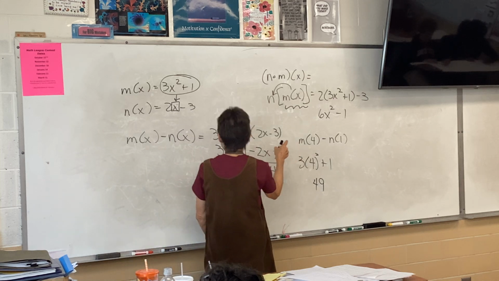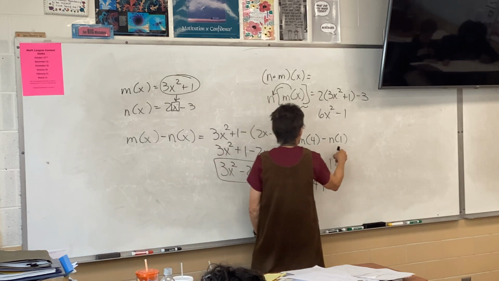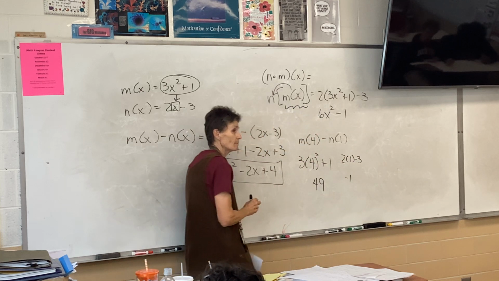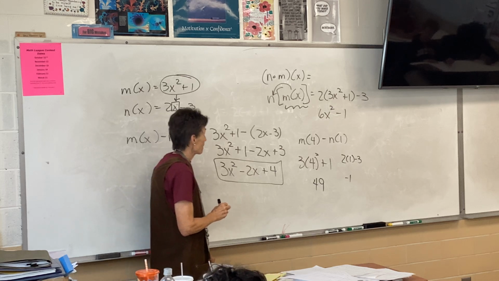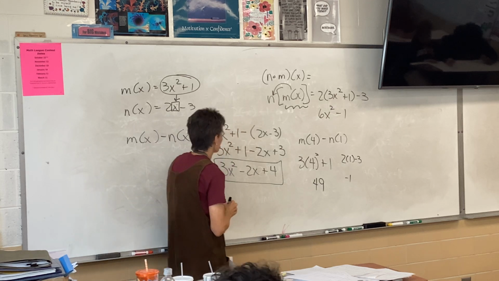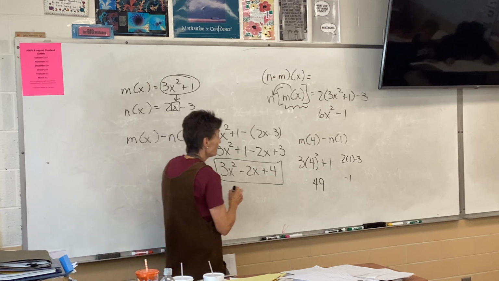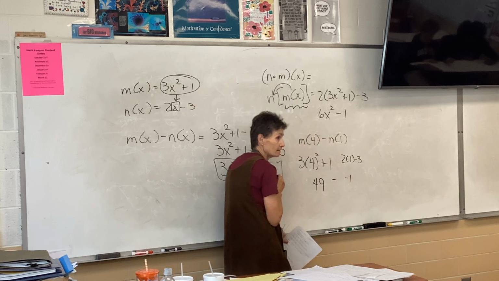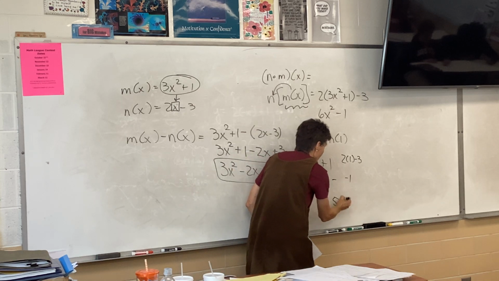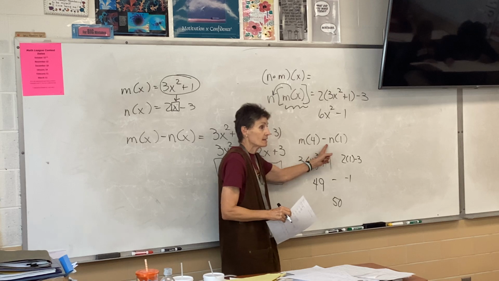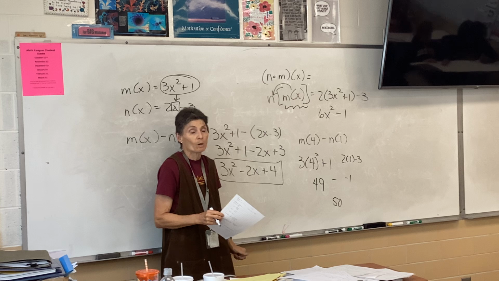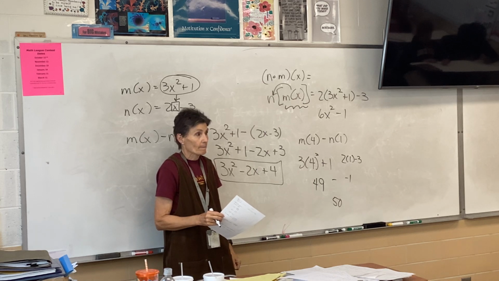And then we'll do the same thing. We'll put 1. So that's going to be 2 times 1 minus 3, which is negative 1. I get negative 1 when I plug that in. But since I'm subtracting, my answer's going to be 50. I'm subtracting n of 1. N of 1 is negative 1, so I'm subtracting negative 1, which is adding 1. Is that all right with everybody?